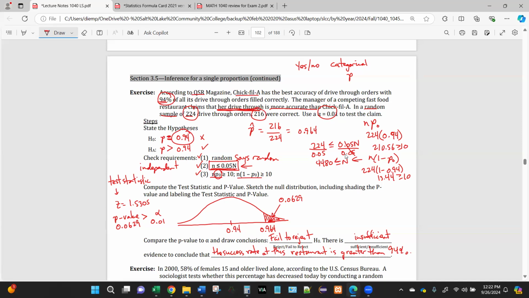So I want you guys to try one of these hypothesis tests, and then we need to talk about sample size as well. So any questions here about this?